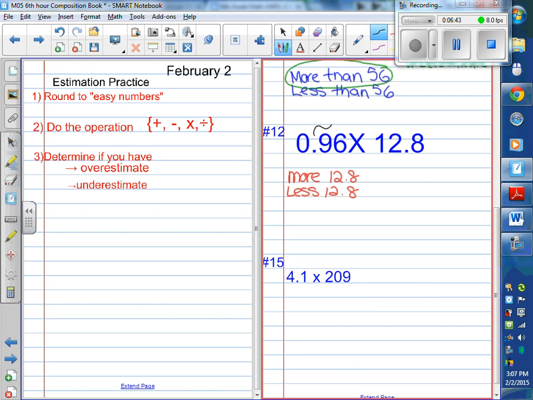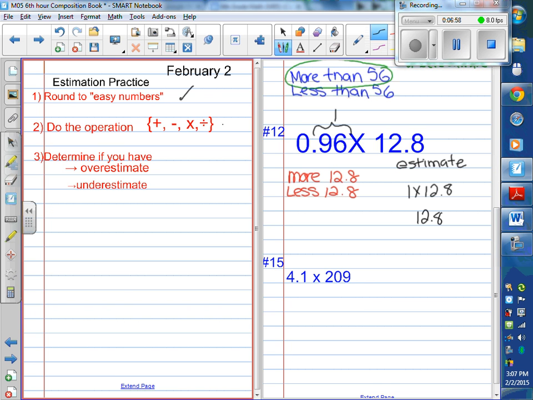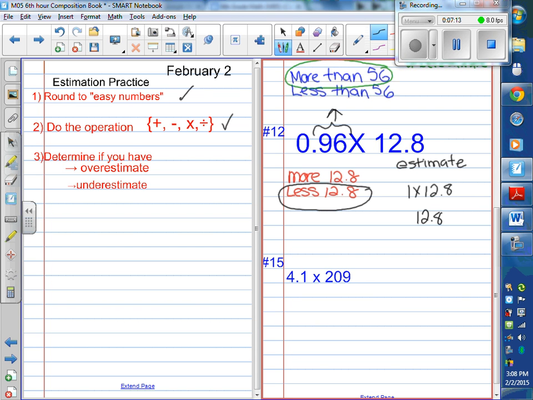So I hear what you're saying. I think you're rounding this to 1. So your estimate is 1 times 12.8, which is 12.8. So if you look at our directions, those are easy numbers. He did the operation, and now he already knows he made one. He rounded 96 up, so his answer is too big. So the actual answer has to be smaller than 12.8. So this is less. Sounds good.